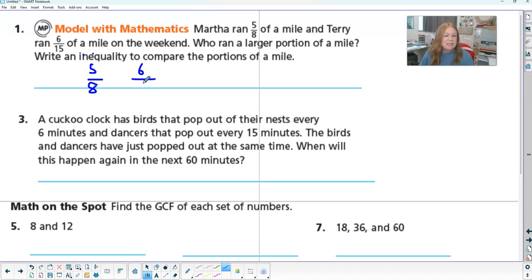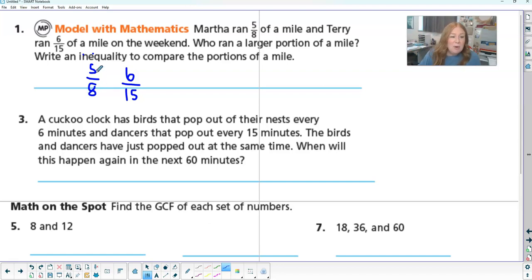So we are comparing 5/8 and 6/15. Let me try that again. So 8ths and 15ths are not the same. So I have a few options here of some things I can do. I can try and use common denominators. If I'm counting by 15s, right? 15, 30, 45, 60. There's not really a great number that 8 is going to go into.